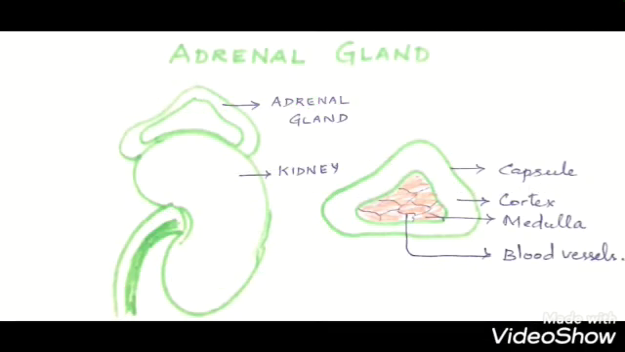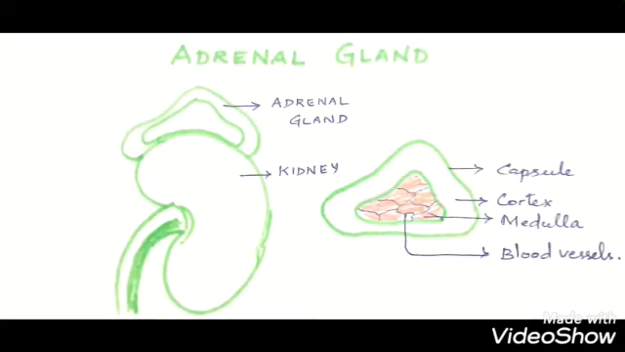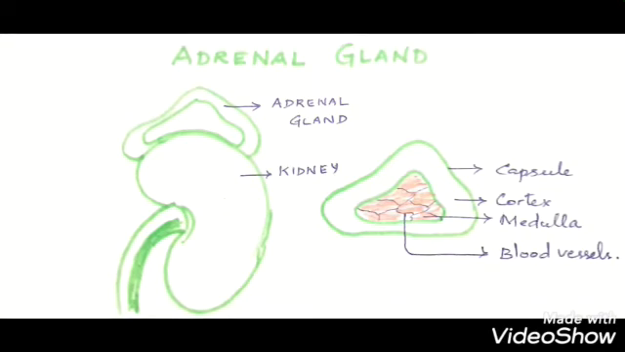The adrenal glands are located above each kidney, hence they are known as suprarenal glands. The outer part of the adrenal gland is known as adrenal cortex and the inner portion is known as adrenal medulla. Adrenal cortex produces glucocorticoids, mineralocorticoids and cortisol hormones.